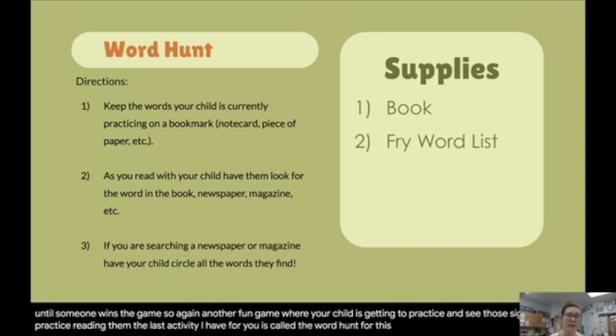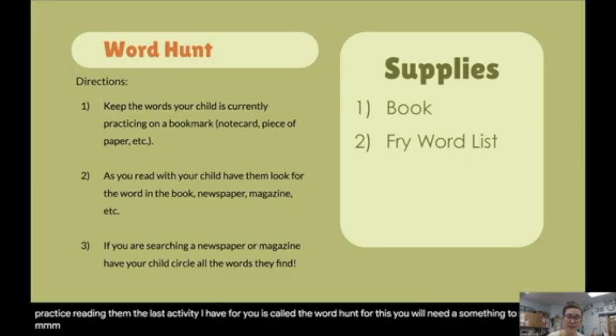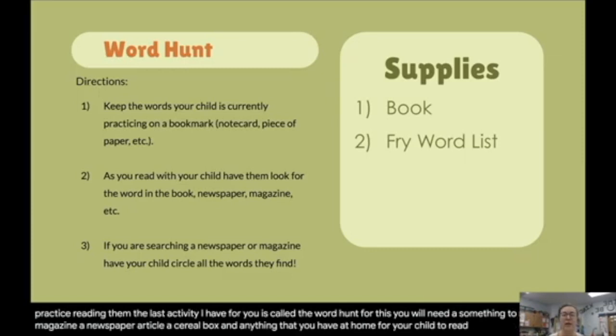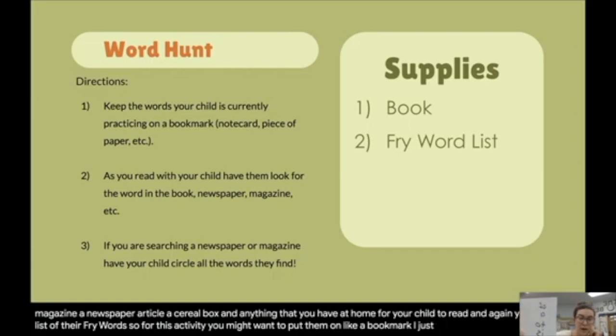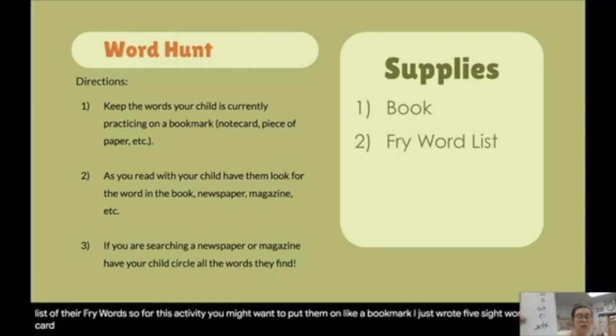For this, you will need something to read. A book, a magazine, a newspaper article, a cereal box, anything that you have at home for your child to read. And again, you will need a list of their fry words. So for this activity, you might want to put them on like a bookmark. I just wrote 5 sight words on a note card. This could also be a small piece of paper.